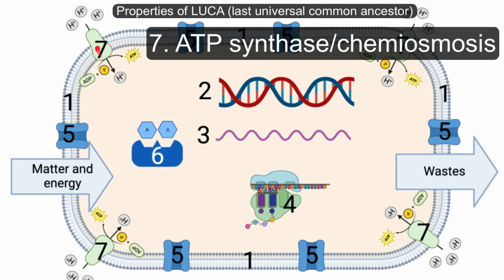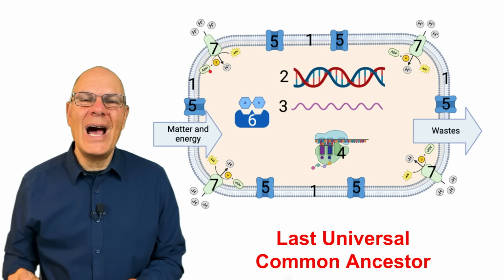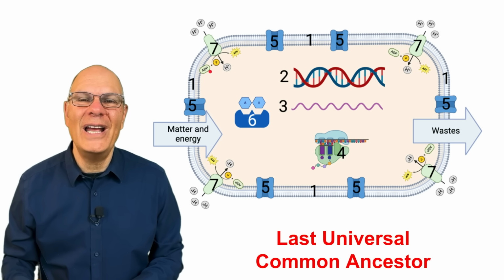And at 7, we have ATP synthase, which is using a flow of protons across the ATP synthase channel to generate ATP, that universal energy molecule, from ADP and phosphate. That's the last universal common ancestor, and that's what you need to know about the origin of life for AP Biology.